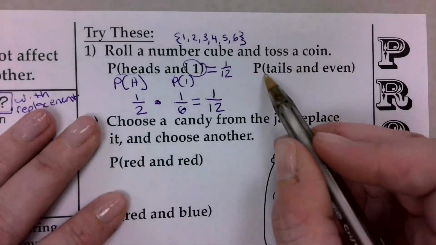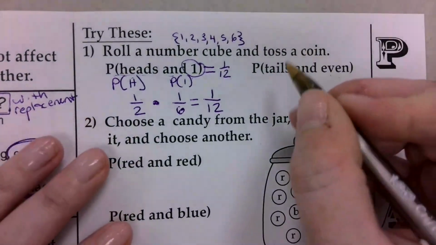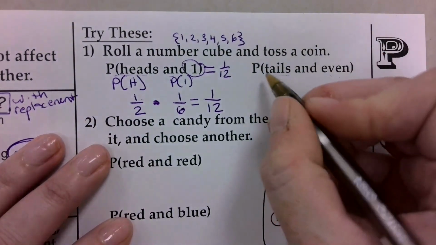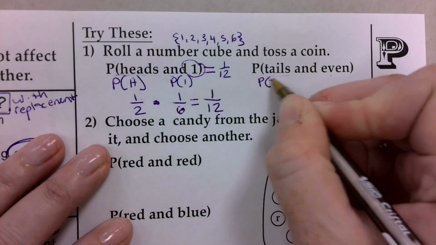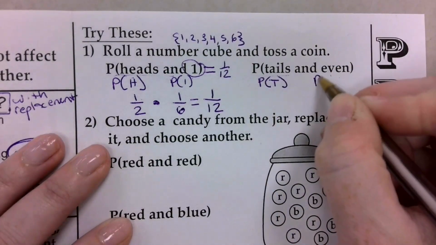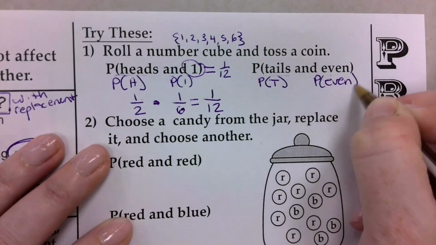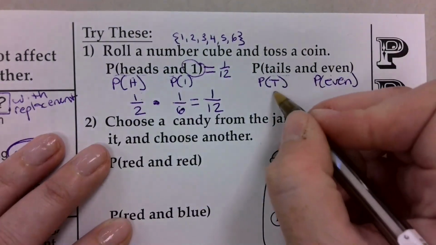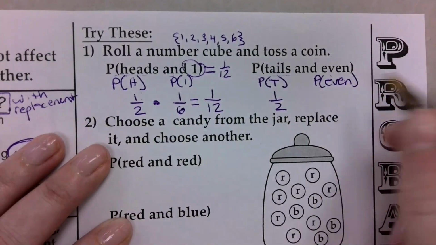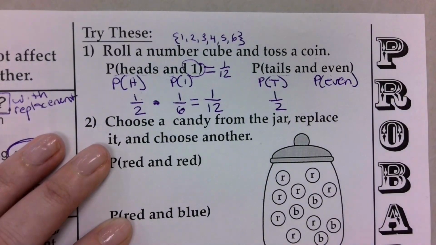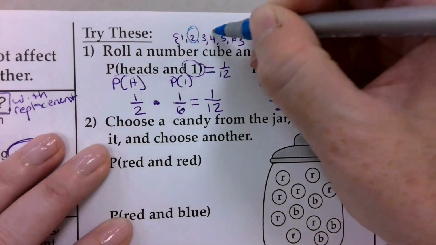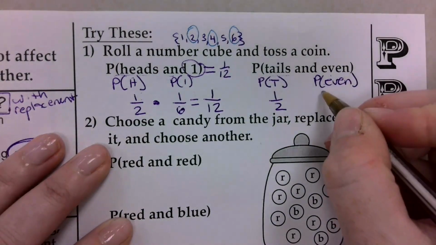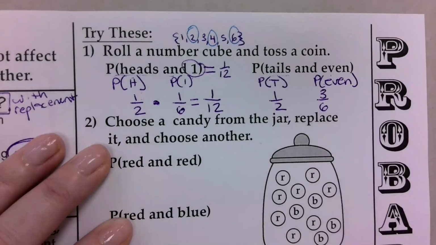Again, we're going to look at these two events individually in order to tell what is the overall probability that I get a tails and an even at the same time. Well, we're going to look at the probability of tails and the probability of an even. Probability of tails is the same as probability of heads because it's 1 out of 2. Probability that we get an even number, let's look at our even numbers. Our even numbers are 2, 4, 6. So probability of even would be 3 out of 6.